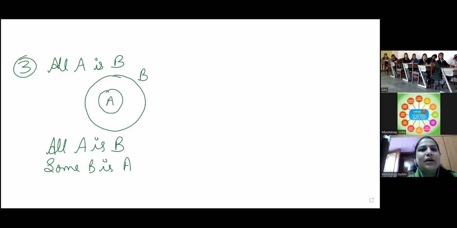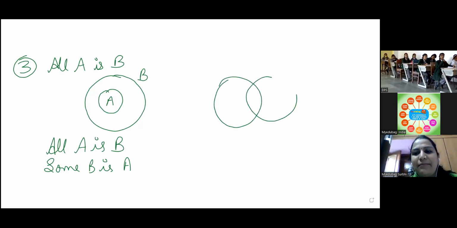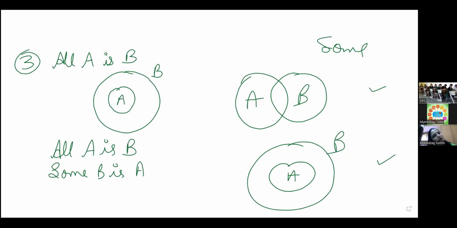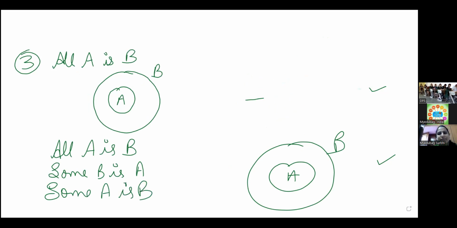Clear? So just remember how you're going to draw some. If it is like this, you're going to draw it as some. This means some. All means this. These two diagrams you should know, how to draw a some and how to draw an all. Clear? And you can also say some A is B. So there are three statements in this.